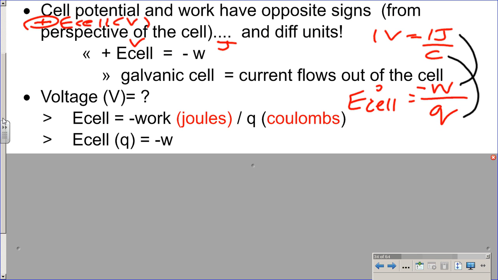All right, so what I did was I took my E cell equals negative W over Q, and I rearranged it so I could get just negative W by itself. If you're mathematically minded, this is all you. So I just multiply by Q. E cell times the charge is equal to the negative work, or the work lost by the system.